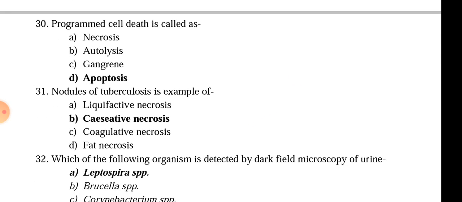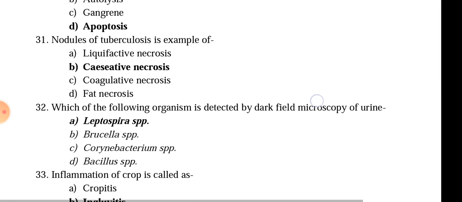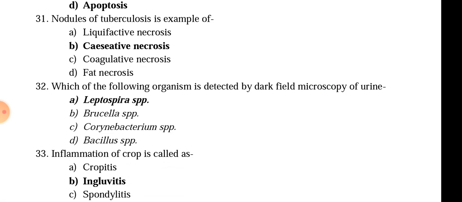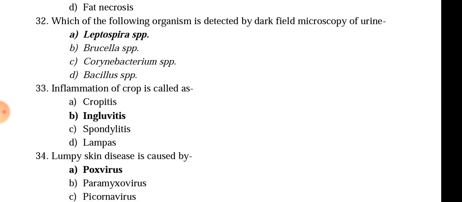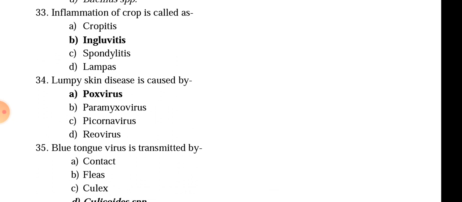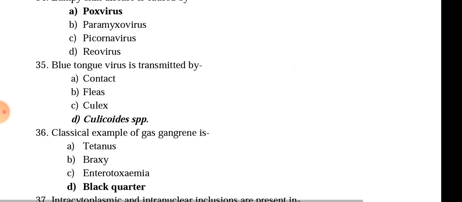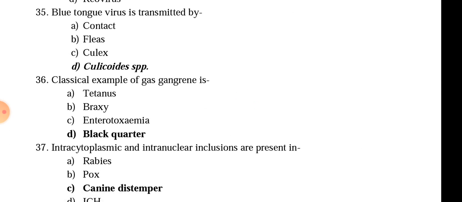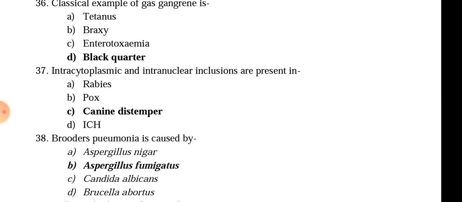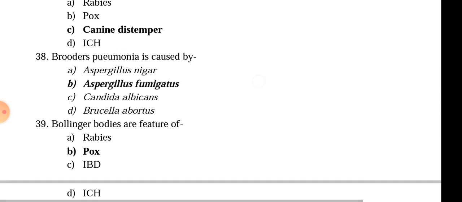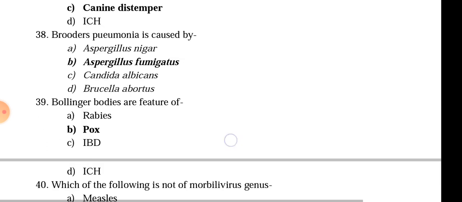Which of the following organisms is detected by dark field microscopy of urine? Leptospira is detected by dark field microscopy of urine. Inflammation of the crop is called ingluvitis. Lumpy skin disease is caused by a pox virus. Bluetongue virus is transmitted by Culicoides species. A classical example of gas gangrene is blackleg. Intracytoplasmic and intranuclear inclusions are present in canine distemper. Brooder pneumonia is caused by Aspergillus fumigatus. Bollinger bodies are a feature of pox virus.